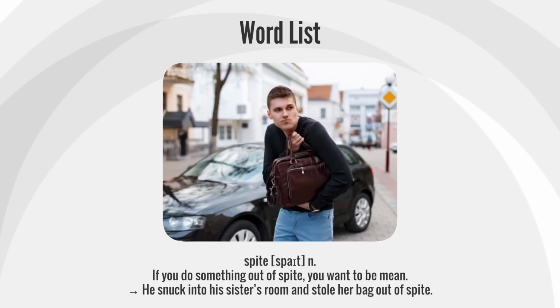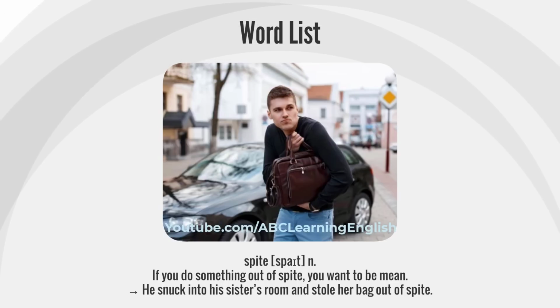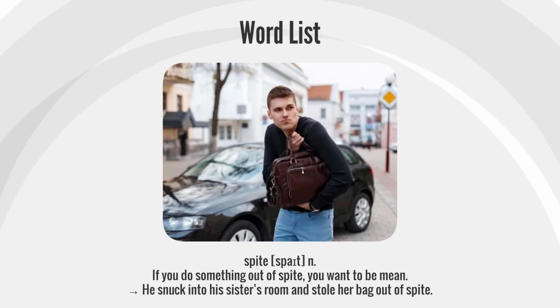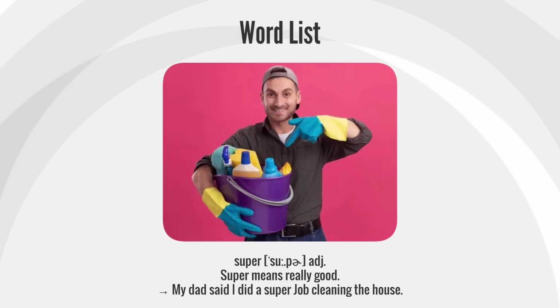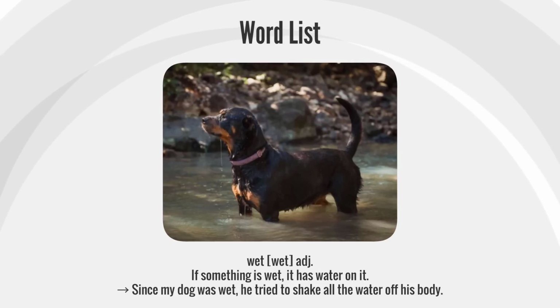Spite. If you do something out of spite, you want to be mean. He snuck into his sister's room and stole her bag out of spite. Super. Super means really good. My dad said I did a super job cleaning the house. Wet. If something is wet, it has water on it. Since my dog was wet, he tried to shake all the water off his body.